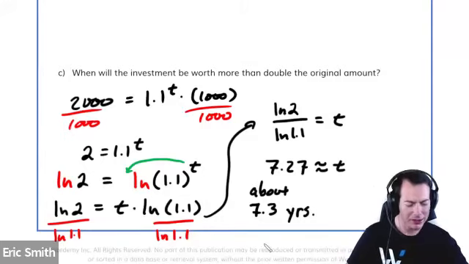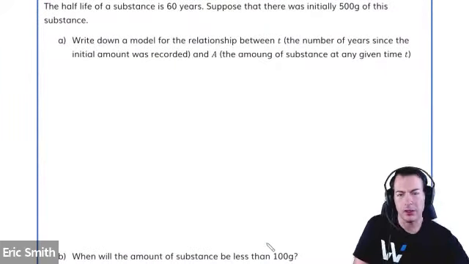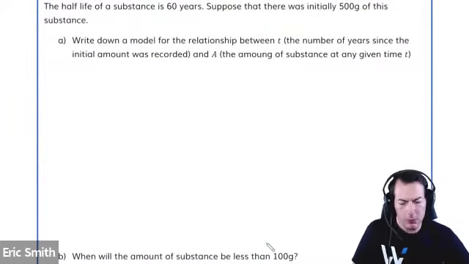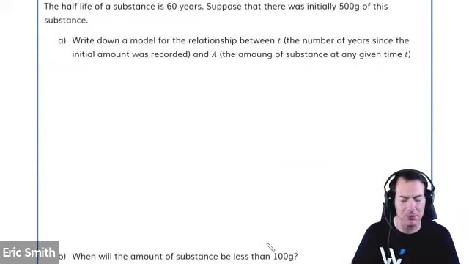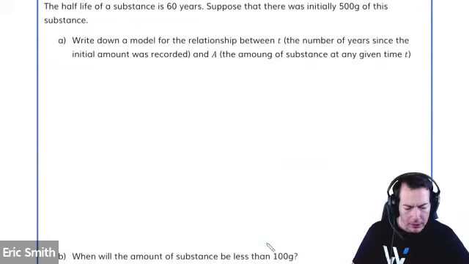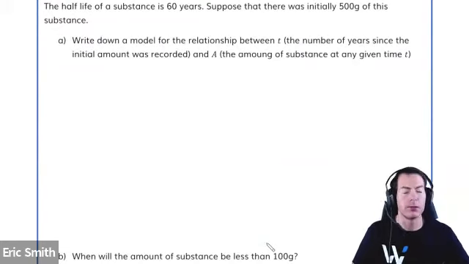All right, let's go ahead and try another one of these. I think I'm going to turn this one over to you a little bit. This one says we have the half-life of a substance, and that half-life happens to be 60 years. So what that means is, after 60 years, we will have exactly half as much as what you started with. Now, suppose that we're starting with 500 grams of this substance.